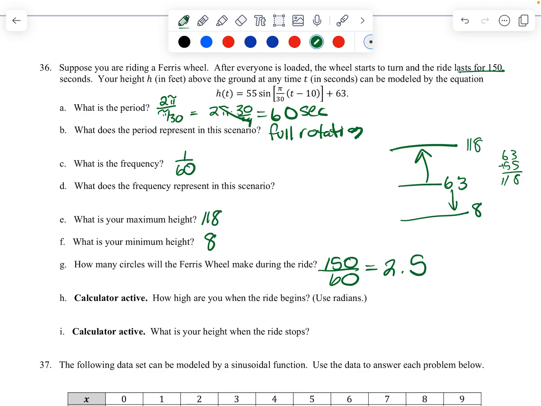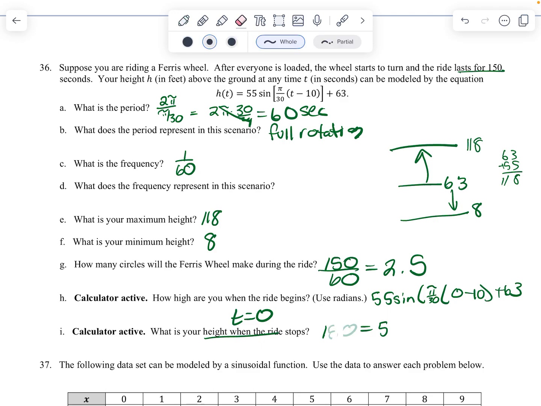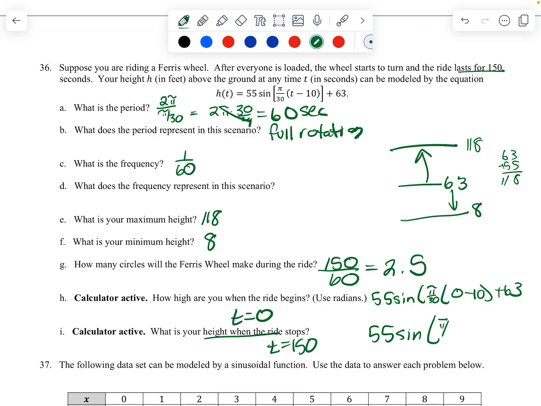How high are you when the ride begins? So that's at time t equals 0. So 55 plus the sine, pi over 30 times 0 minus 10 plus 63. And again, you'd have to plug that in to solve. And then our next one, when it stops, one does 150. Well, that's our height. So sorry, that would be time equals 150. So you're plugging in that. 150 minus 10, plus 63.